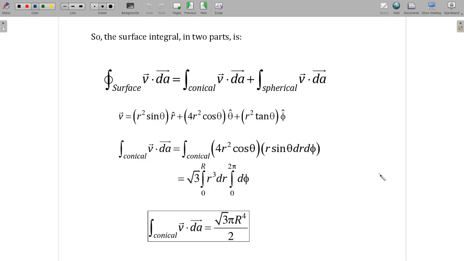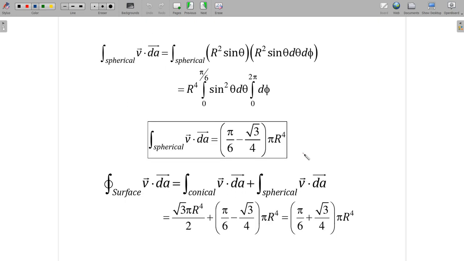So this is how you put the limits, and you find the 2 integrals separately, because the limits don't depend on each other. The limits of r do not depend on phi, and the limits of phi do not depend on r. So I get this integral, which is the answer for the conical part.